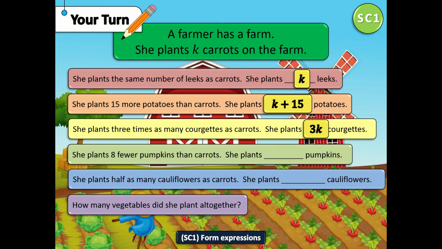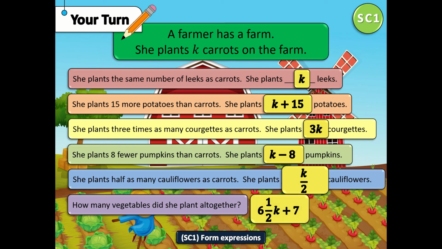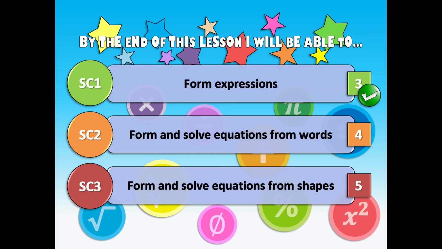She plants 8 fewer pumpkins than carrots, so she plants K minus 8 pumpkins. She plants half as many cauliflowers as carrots, so she plants K over 2 amount of cauliflowers. How many vegetables did she plant altogether? So we add them all together, and that's 6.5K plus 7. And now we've completed success criteria 1.